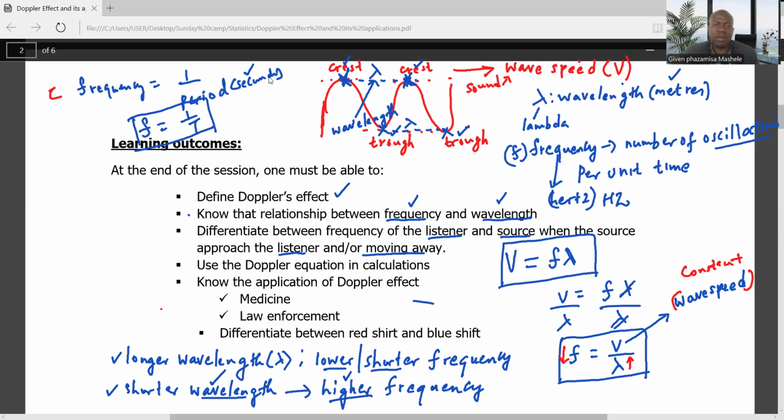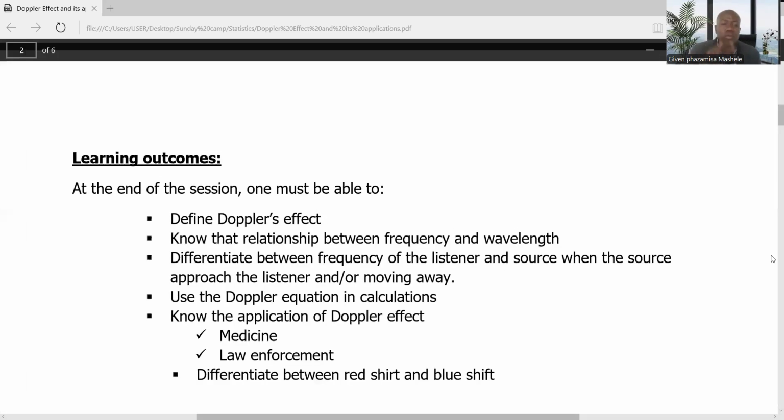Let's now go back to our video again. From here, we went through the relationship between the wavelength and the frequency. We've seen that wavelength and frequency are always inversely proportional. Assuming that the wave speed is the same, that the wave we're talking about is just moving at a constant speed, the frequency and the wavelength will be inversely proportional.